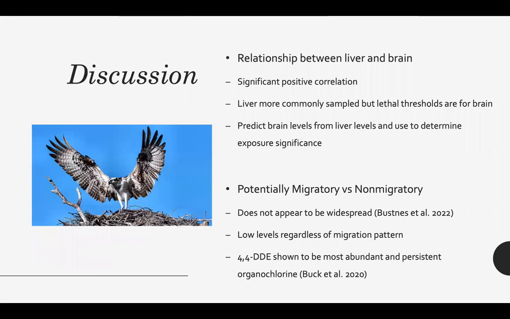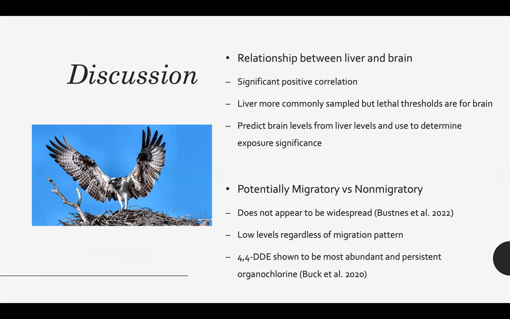As for the results, there is a significant positive correlation between liver and brain concentrations. This is extremely useful to know because liver is more commonly sampled. However, the existing lethal thresholds are for the brain. There is limited data on lethal thresholds of organochlorine compounds in the liver. Therefore, future studies with a larger sample size and more diverse sample pool could examine whether liver levels could be used to predict brain levels, which could then determine exposure significance.